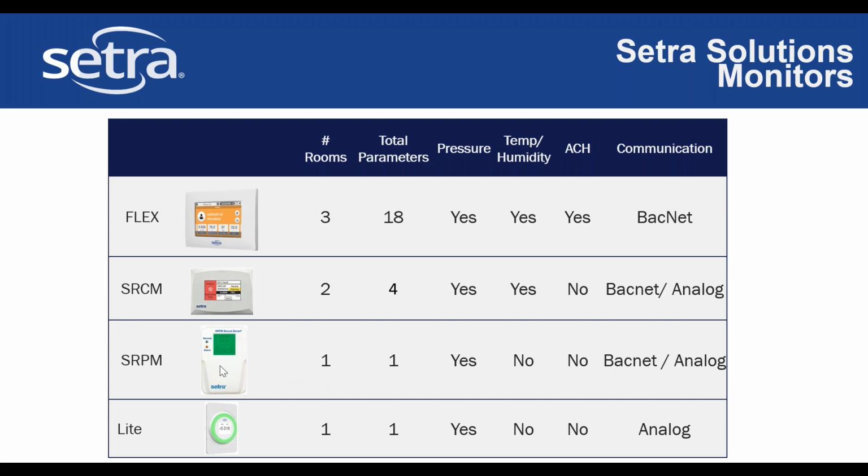And then SRPM is our original single parameter, single room monitor. This has audible alarms, door switch, and you can get it in the BACnet option. So if you want BACnet, this is probably your best bet for just a single room, simple space. But we recently came out with the Light a couple years ago, and the Light, we believe, is really the flagship product for your non-critical spaces and for those secondary anterooms. It's an analog output. It's a pressure transducer built in. It's simple. It's cost-effective, and it pairs great when you put it with a Flex for doing more complicated spaces.